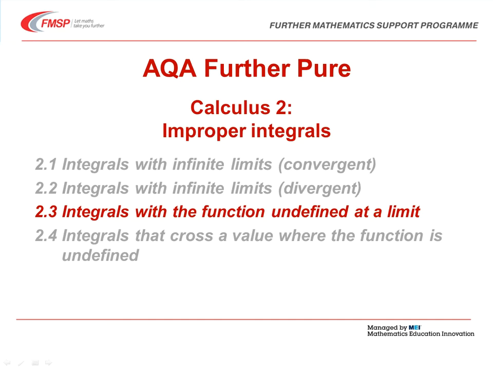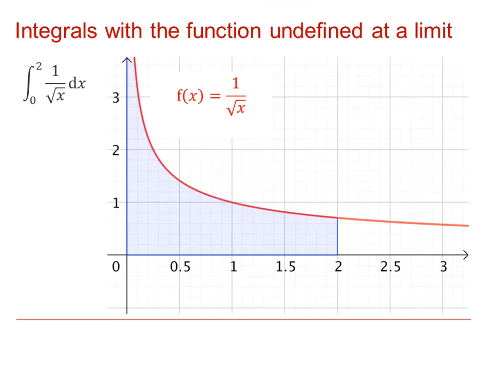This is a video for AQA Further Pure Mathematics, Calculus section 2.3, where we're looking at improper integrals, where the function is undefined at one of its limits. You can see here a graph of f of x is equal to 1 over root x. And if we're trying to evaluate the integral from 0 up to 2, then the function itself is not defined at the value of 0, so at the lower limit.